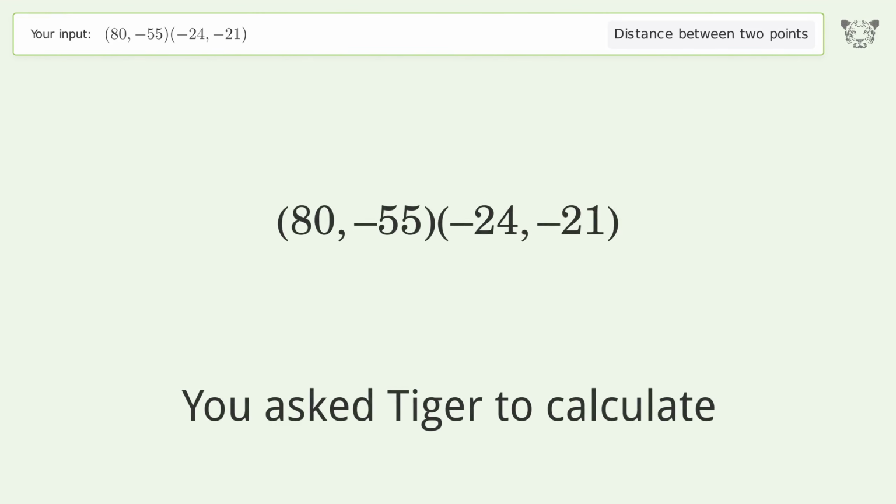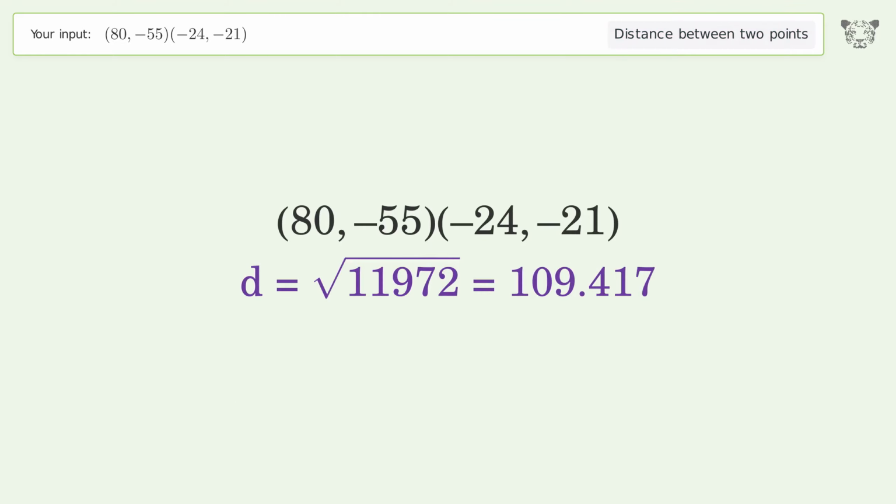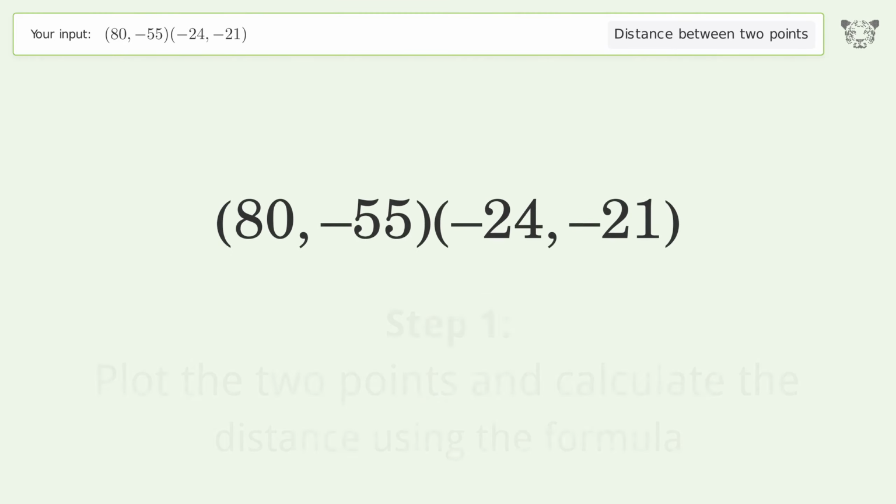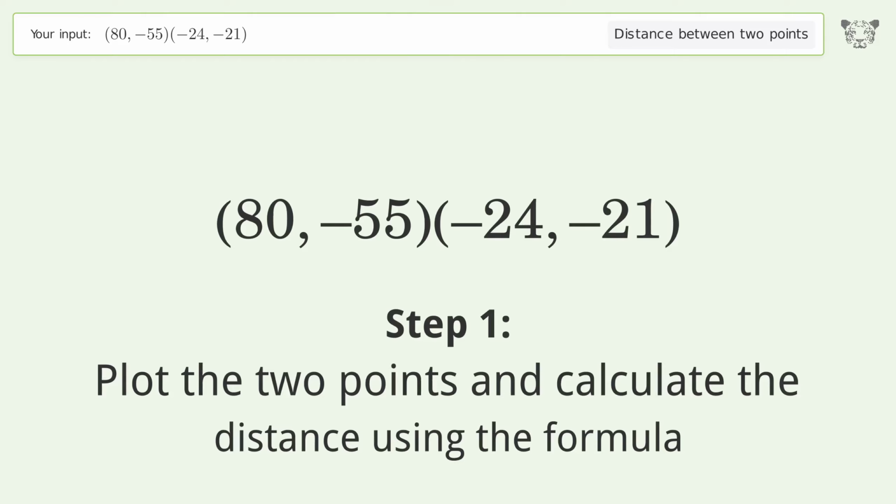You ask Tiger to calculate. This deals with the distance between 2 points. The distance between the 2 points is the square root of 11,972 or 109.417. Let's solve it step by step. Plot the 2 points and calculate the distance using the formula.